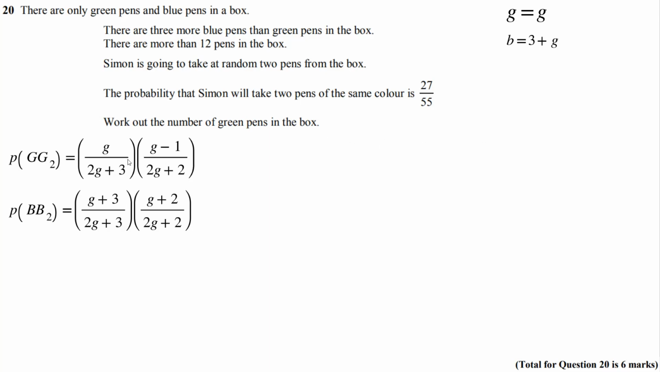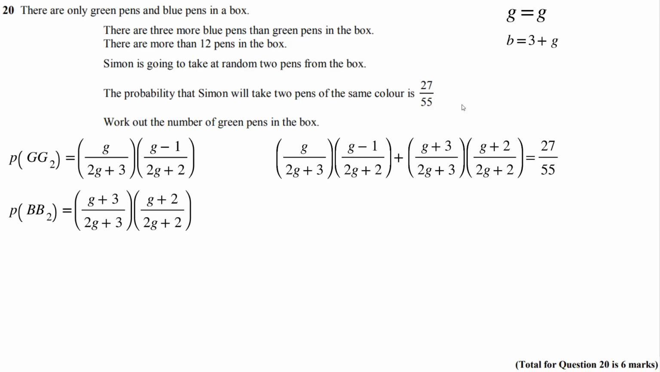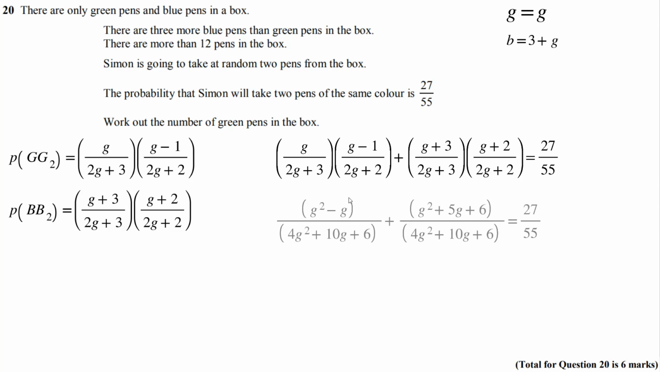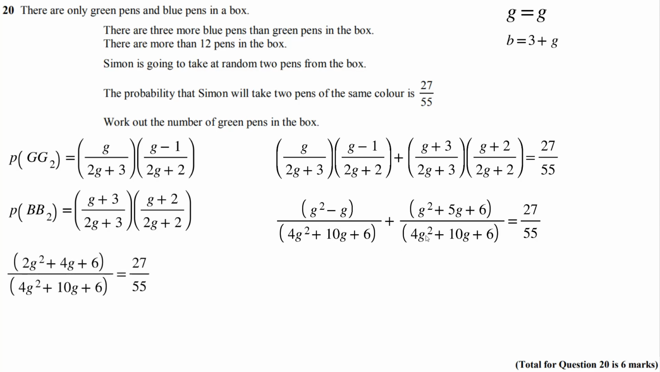So these two multiplied together is the probability of green twice, and this multiplied by that is the probability of blue twice. And we want to add these together to get the probability that he'll take any 2 pens of the same colour. And we know that that is equal to 27 over 55, which is what the question tells us. Now we're going to expand to get that, and then we're just going to put them over the same fraction. We're going to simplify the top. So g squared add g squared is 2g squared, 5g minus g is 4g, and then 6 add nothing is just 6. And then the denominator is obviously the same.